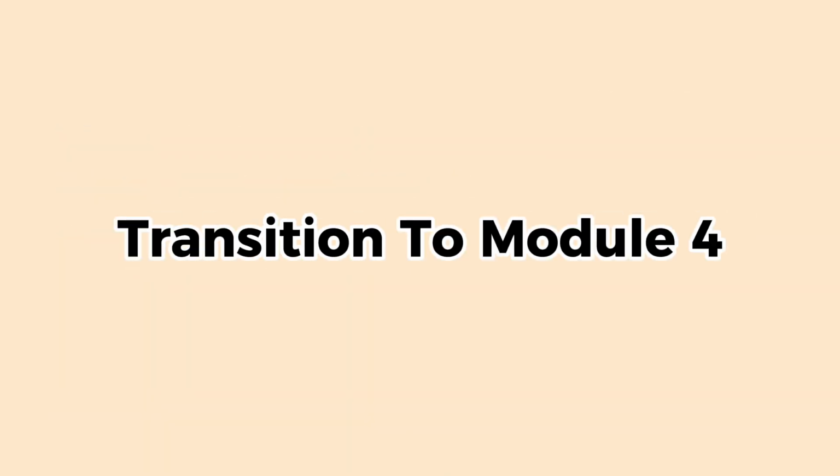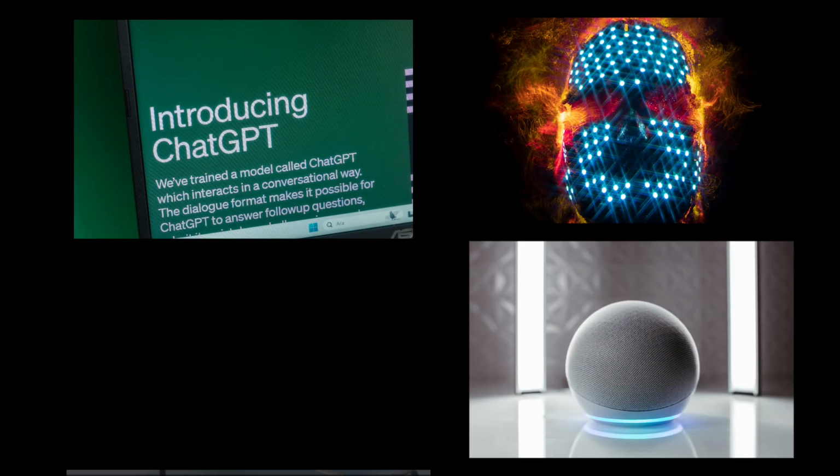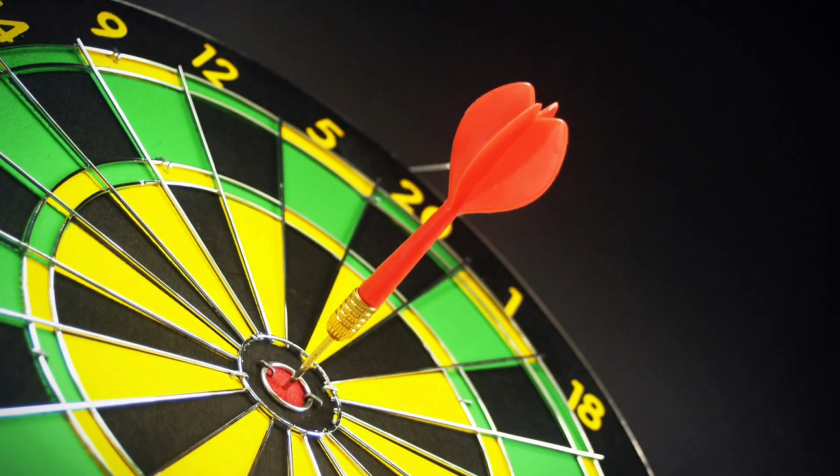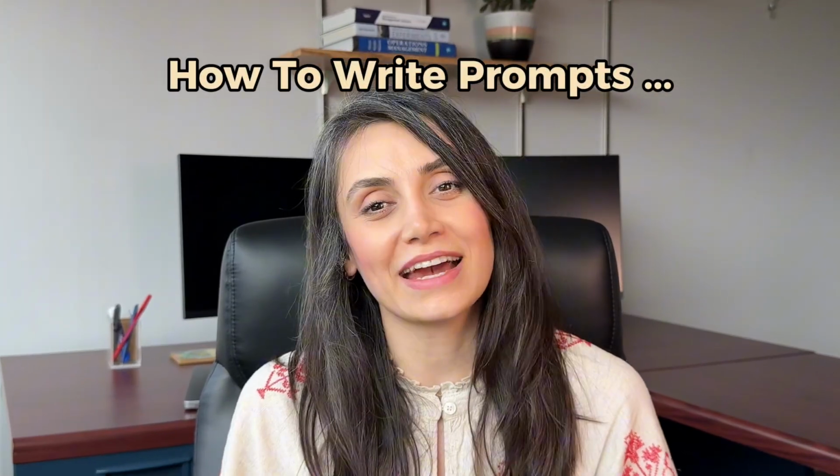Transition to module 4. So now you've seen 4 main types of generative AI: text, image, audio, and video. Each one can save you time and spark creativity, but only if you know how to ask the right way. Type something vague, you'll get something vague. And type something clear, you'll get something useful. That's where Module 4 comes in. I'll teach you the single most important skill using AI: how to write prompts that get exactly what you want.